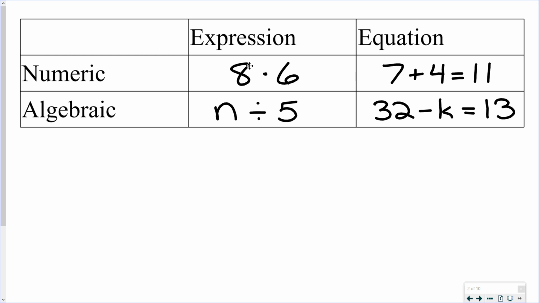One thing to notice with your expressions and your equations is that equations have an equal sign. Once you put an equal sign on, it is now an equation. And for an equation, you will also have the answer. In an algebraic equation, you would be able to solve and figure out what your variable represents. In an algebraic expression, you have to be told what the variable represents.